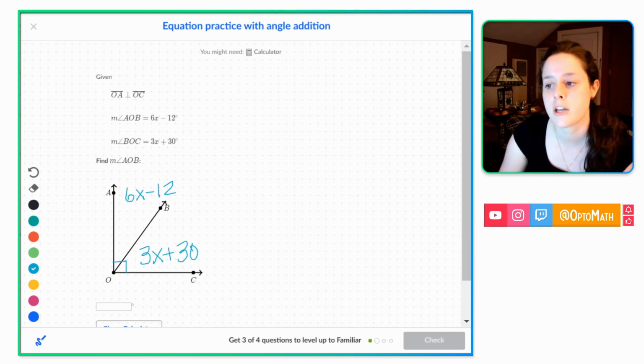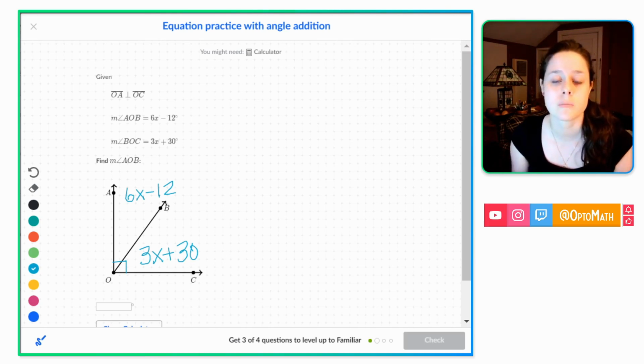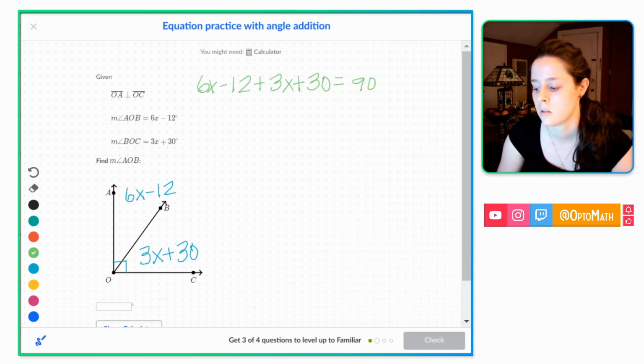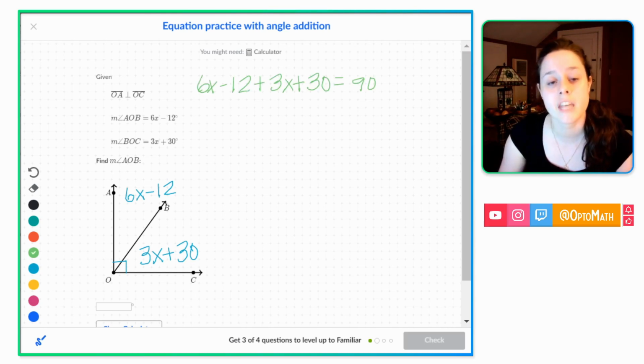We're wanting to find the measure of angle AOB, which has the expression 6x minus 12. So similar to before, we need to find the value of x and then substitute that value. We know part plus part equals whole, and the whole is 90 degrees. So we're going to add up these two parts to equal 90 degrees. We've set up our equation. Now it's time to solve this equation.